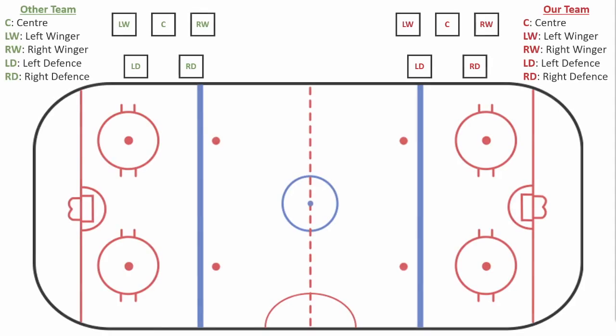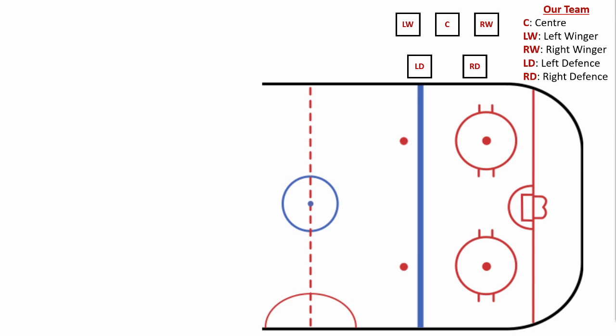Hey everyone, today we're going to look at some defensive zone positioning. So to start off, here's our rink and here are our teams. The other team's going to be in green and our team is going to be in red. So here's our defensive zone with the neutral zone as well.